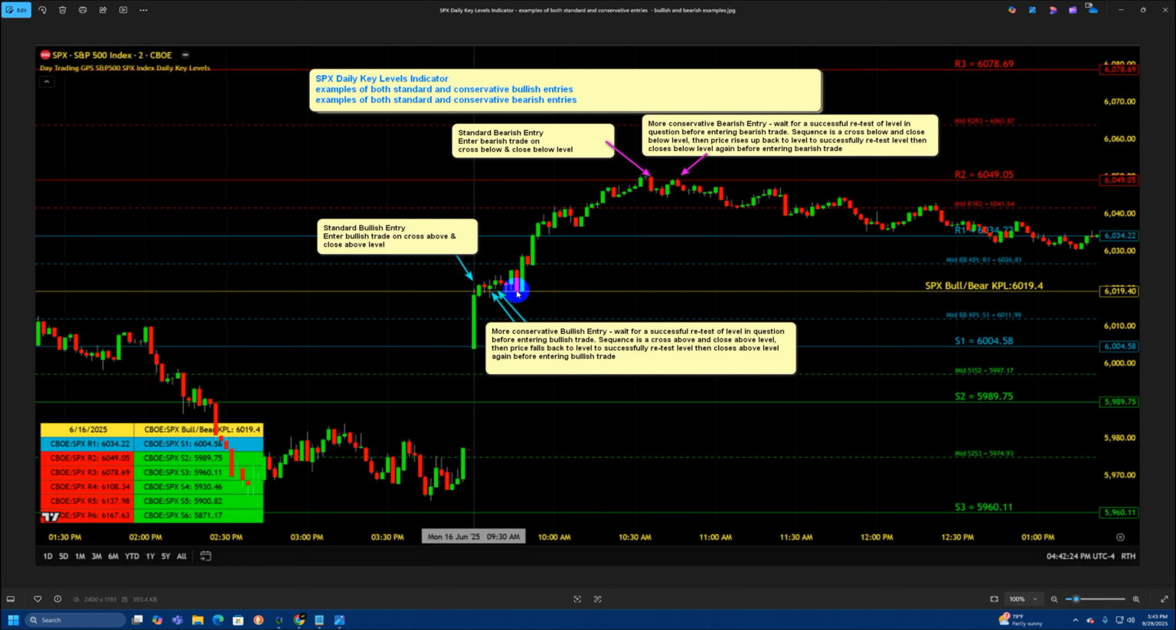We had a retest here, but if you waited for this retest, you'd be paying a lot more. So usually with the successful retest, you're just waiting for the initial successful retest. This is the initial successful retest. This is the initial cross and close above. This is the initial retest.